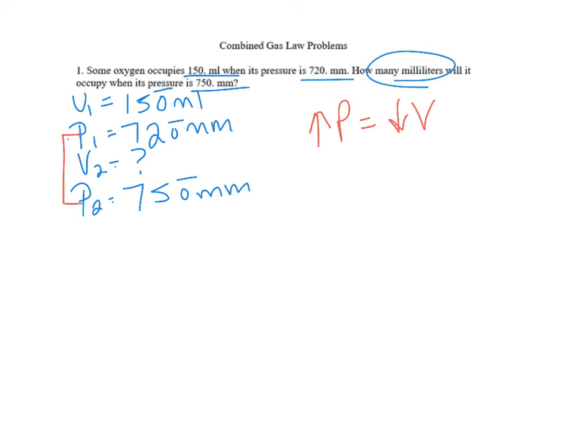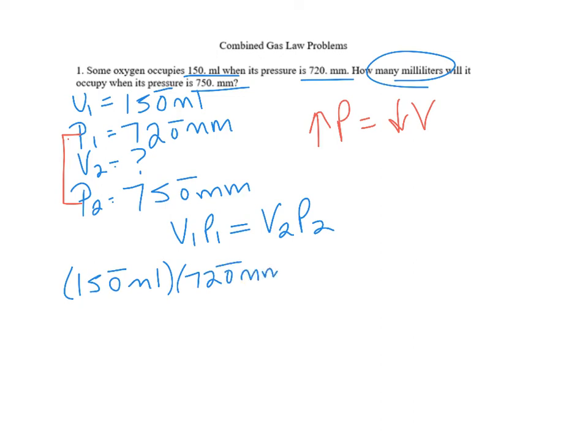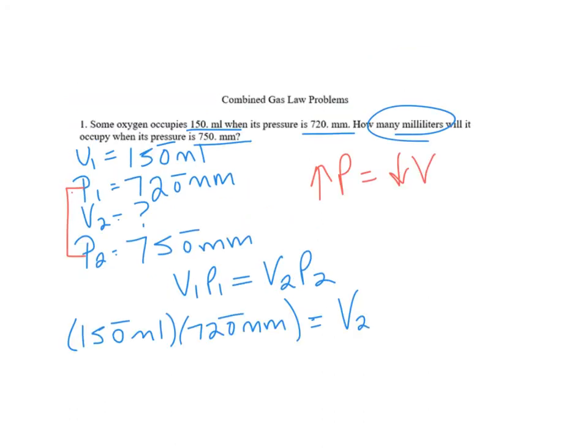So we're going to use Boyle's law. V1 times P1 equals V2 times P2. So V1, 150 milliliters, times P1, 720 millimeters. We're solving for V2. And then the final pressure is 750 millimeters.